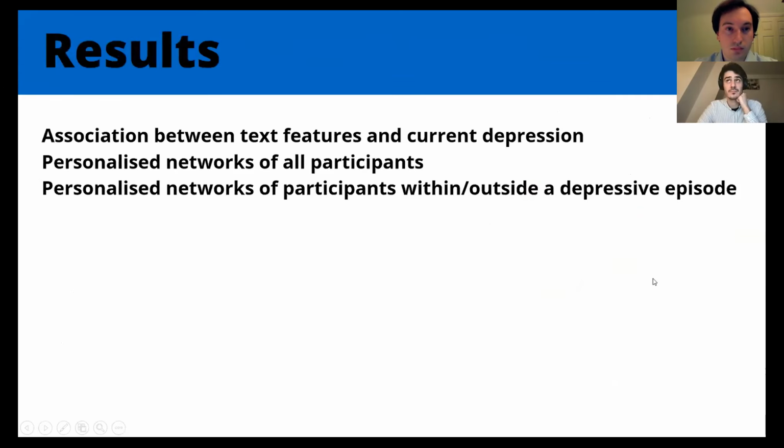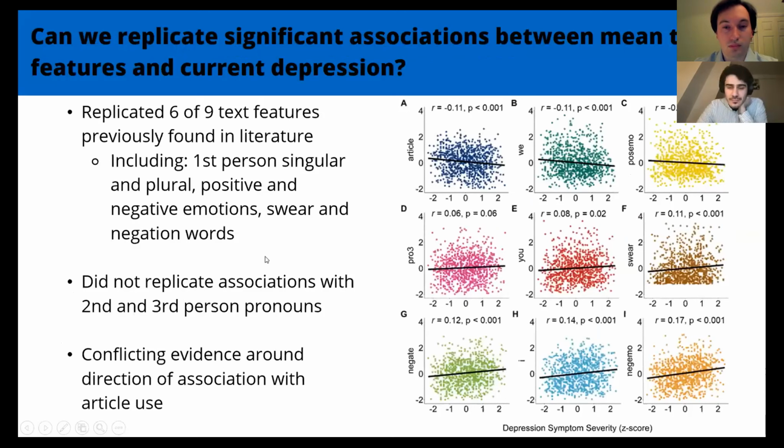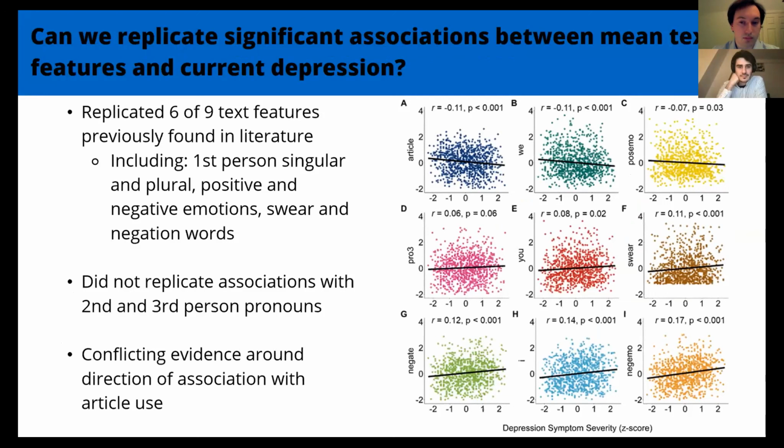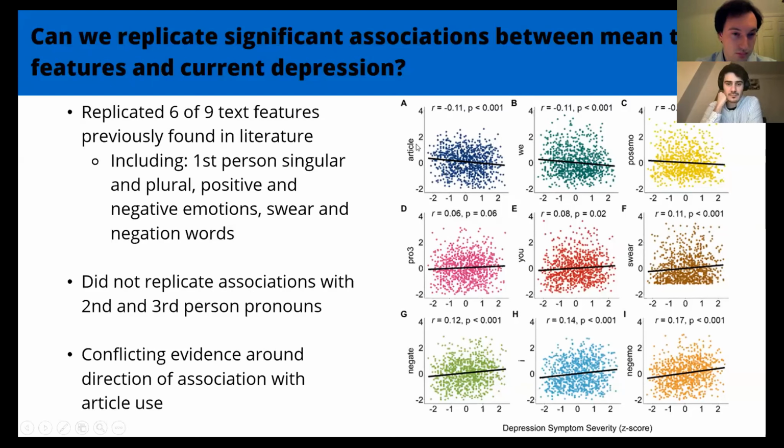Now moving on to the results. The first question we asked was whether we could replicate significant associations between mean text features over the past year and current depression severity, just to see if we were actually picking up on any signal in our data. We were able to replicate 6 out of 9 associations previously found in the literature, including first person singular and plural pronouns, positive and negative emotions, swear and negation words. We weren't able to replicate associations for second and third person pronouns. Although we found a negative association with article use, there is some conflicting evidence around the exact direction of that association in the literature.